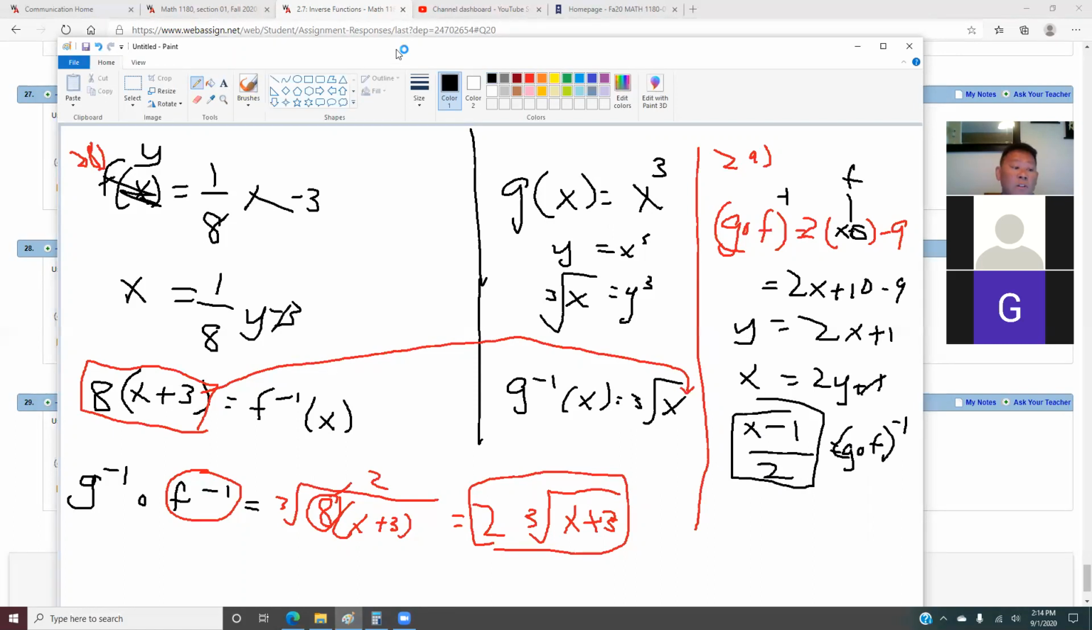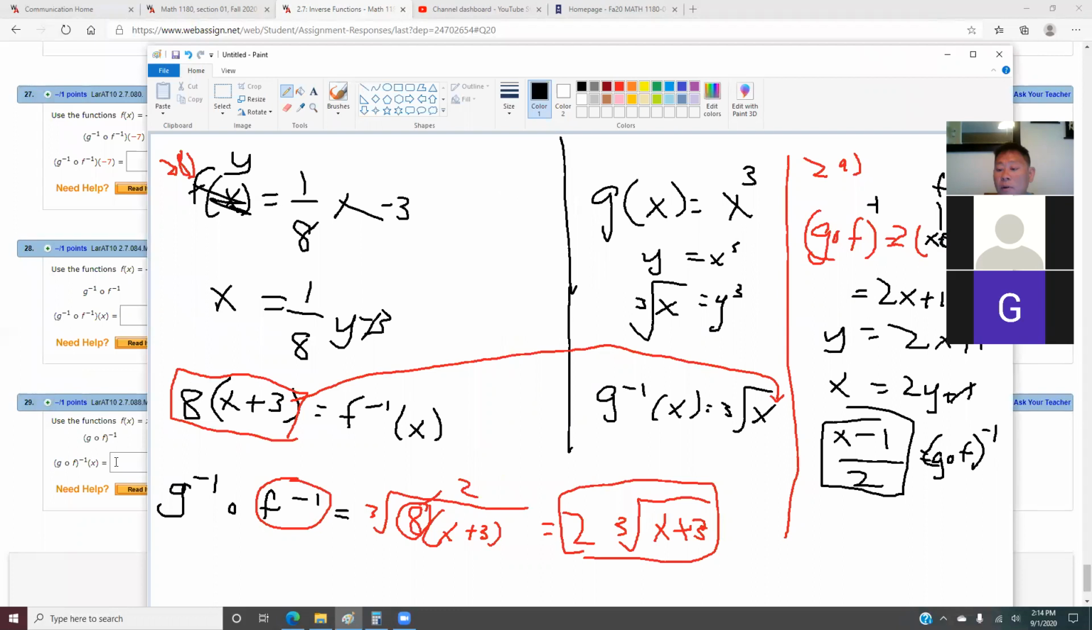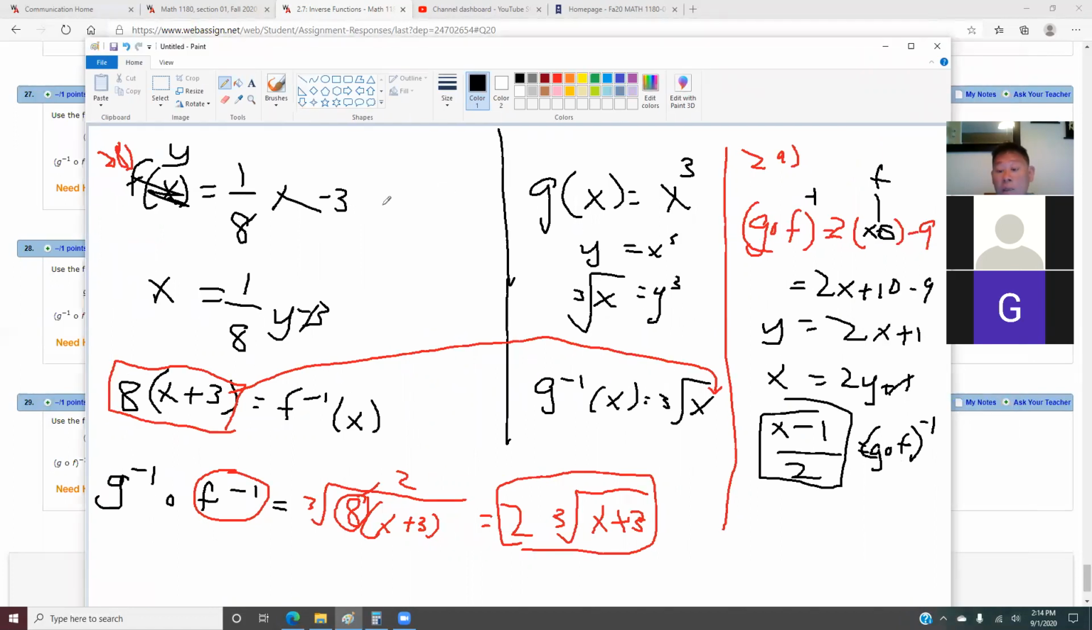This is how we do question number 29 for this case. So you do need to do the g dot f first, and then after that, do the inverse for it. So it's a little bit different from 28 here.